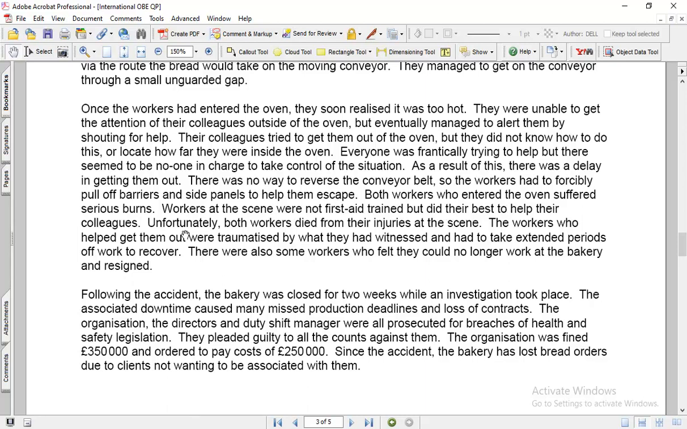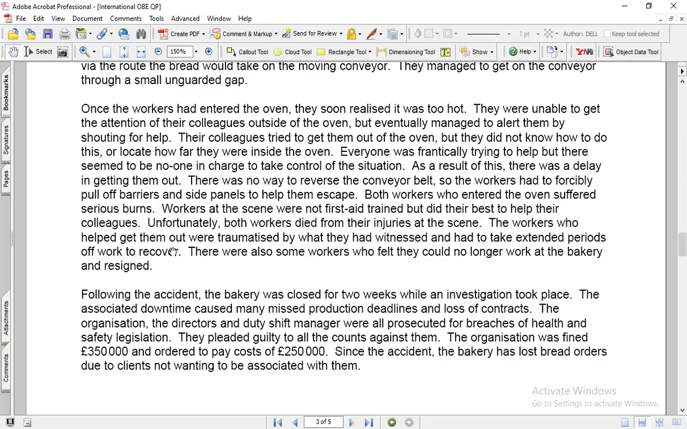Both workers who entered the oven suffered serious burns. Workers at the scene were not first aid trained but did their best to help their colleagues. There was no first aider available in the bakery organization. Unfortunately, both workers died from their injuries at the scene.